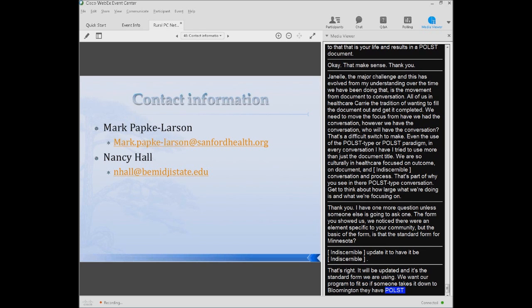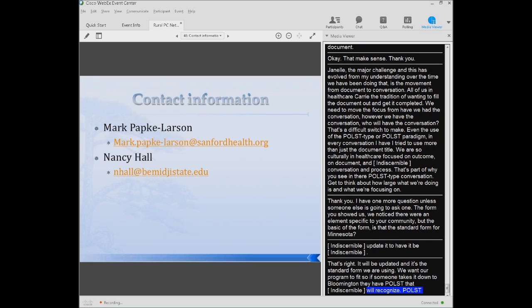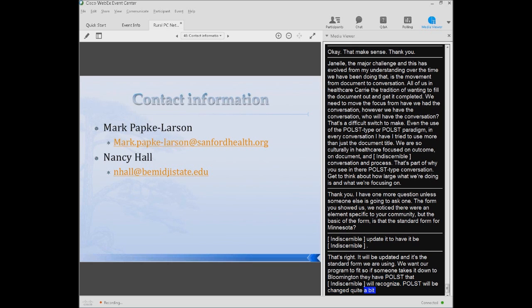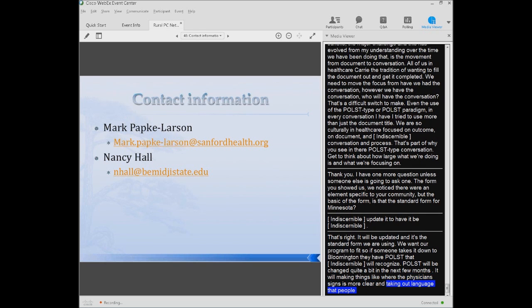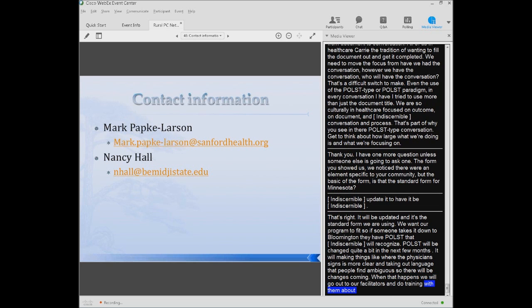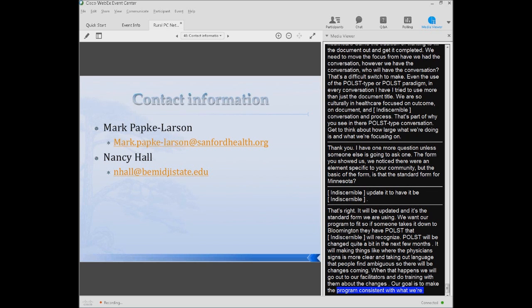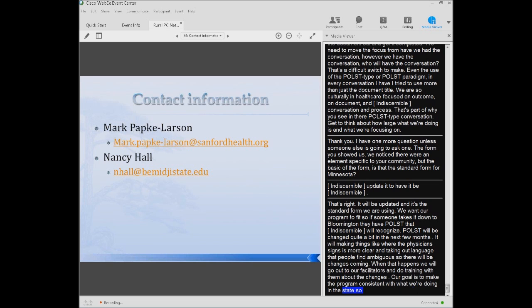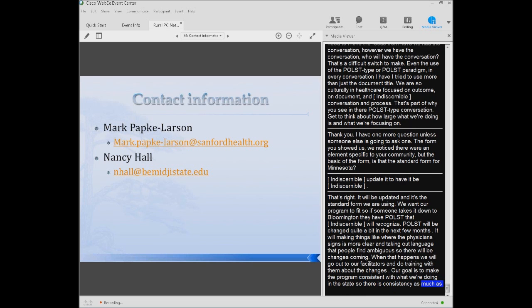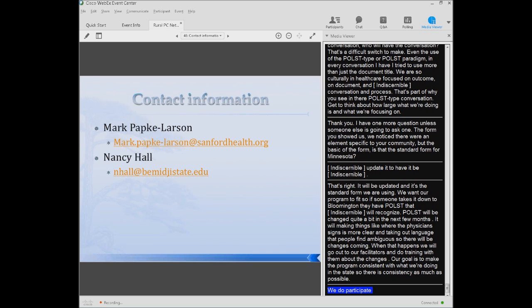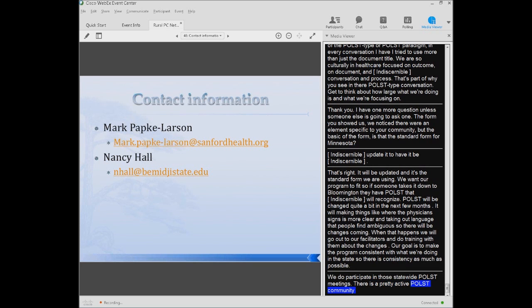But that POLST is going to be changed quite a bit in the next few months, making things like where the physician signs more clear, taking out some of the language that people find ambiguous or uncertain. So there will be some changes coming to that. And when that happens, we'll have to go out to our facilitators and do some training with them about the changes. Our goal is to make our program consistent with what we're doing in the state so that there's consistency across the continuum of care as much as possible. And we do participate in those statewide POLST meetings. There's a pretty active POLST decision-making community, I believe out of West Metro Docs, that you can find if you Google POLST Minnesota.